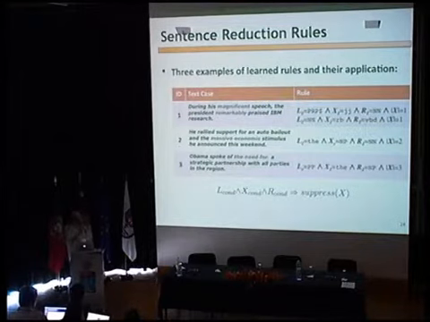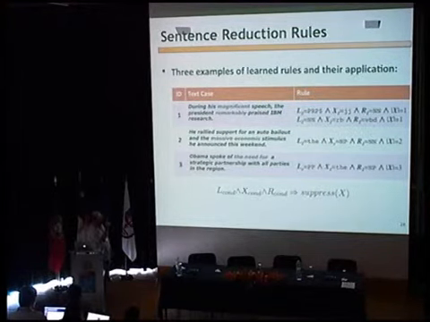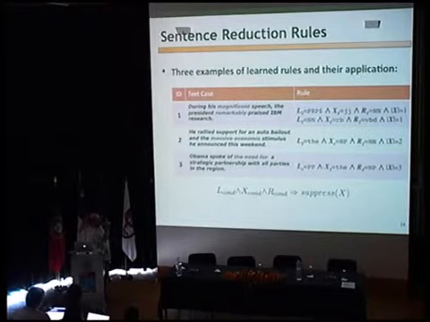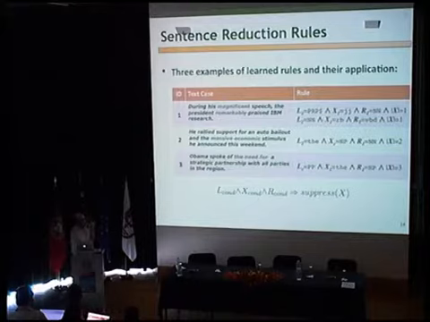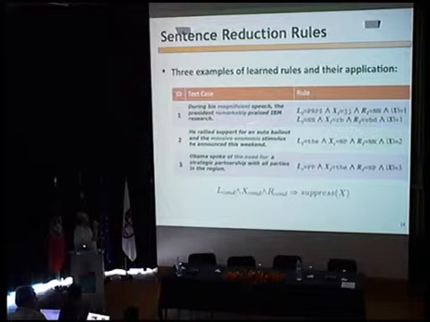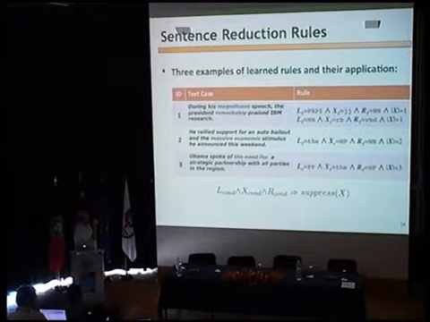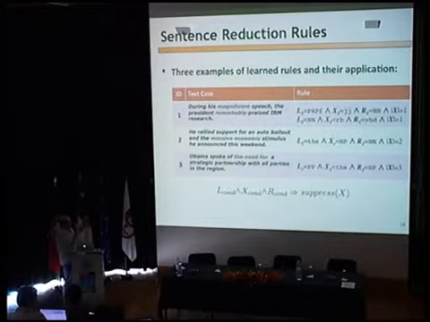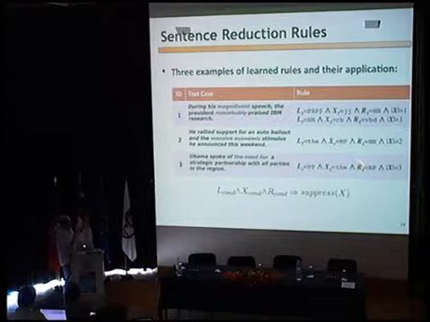So after the learning process, a big set of reduction rules is produced. I'm only showing here 3 of them and their corresponding applications. As you can see, the first 2 are well applied and produce good results. These are real rules produced from the data collected. But this last one, this third one, does not apply so well.